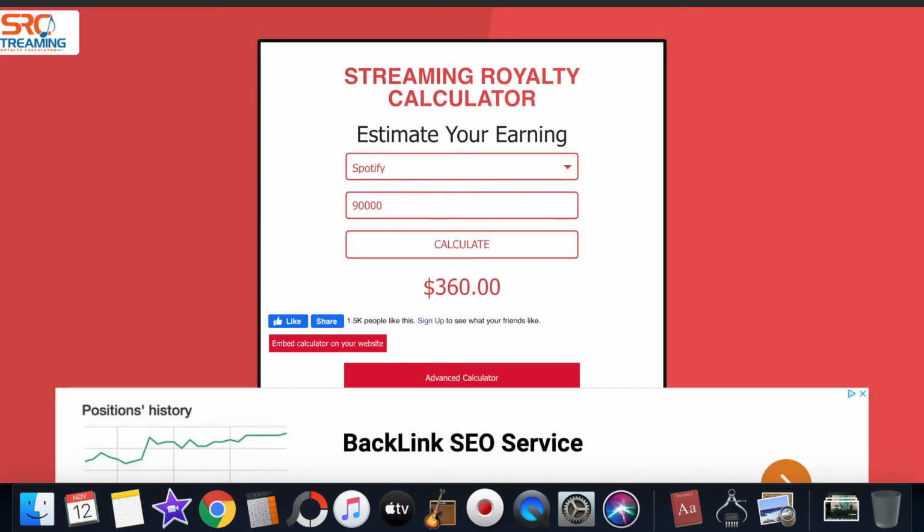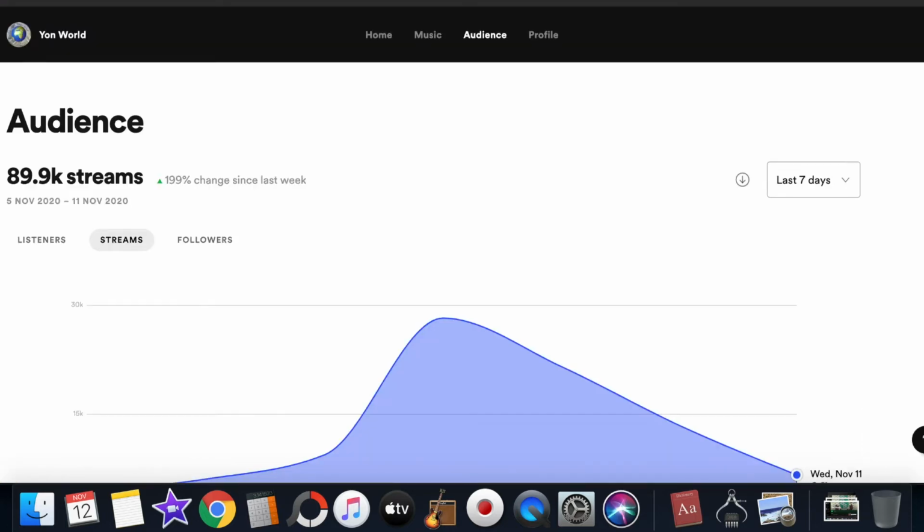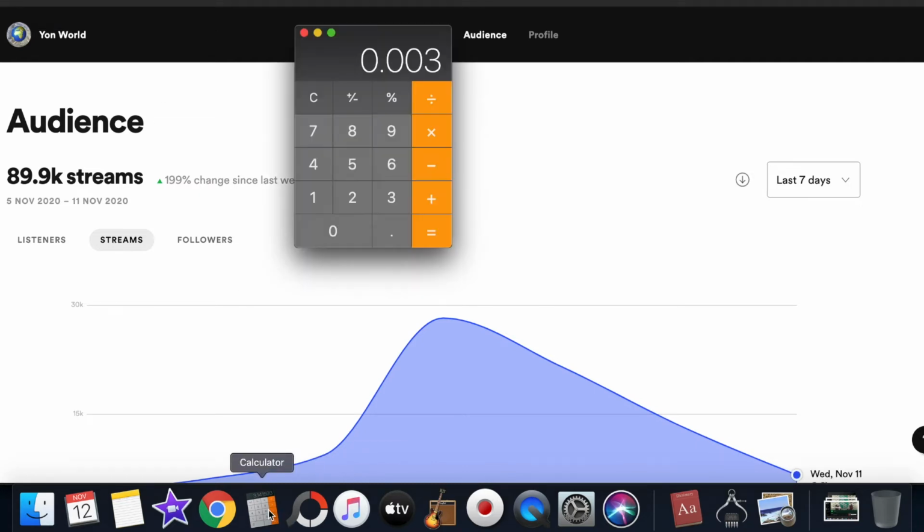If you go to a website like Streaming Royalty Calculator, you will see that Spotify estimates your earnings at $4 per 1,000 streams. And this is true on certain streams. If it's premium streams, you will get $4 per 1,000 streams. But sometimes when you're promoting on Spotify, you receive a mix between free and premium. So I just like to set a realistic expectation at this royalty rate of 0.003.